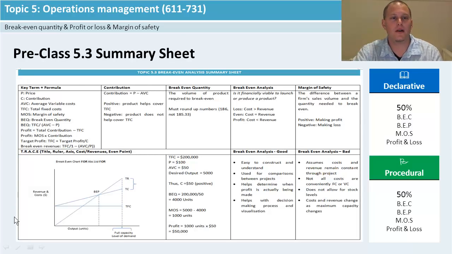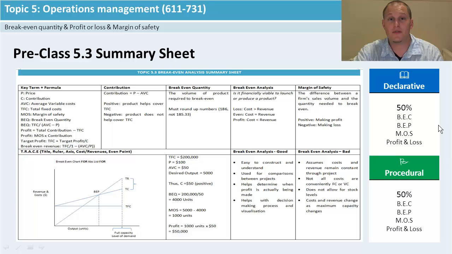I've got here a nice little summary sheet for you, going through the different terms and the main formulas you're going to have: the contribution part, break-even analysis and quantities, the margins of safety, and even why it's good and bad to do it. Now, I've given you an example to run through with the math and the bits you have to put down to get the full marks when you draw the charts.